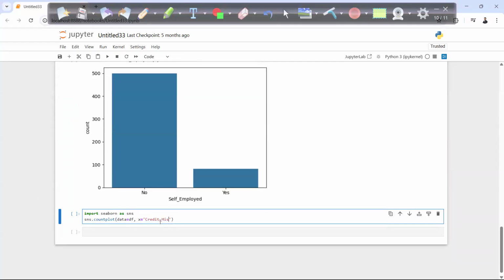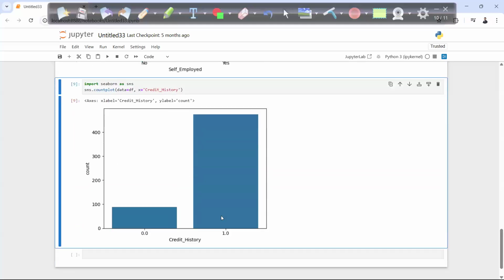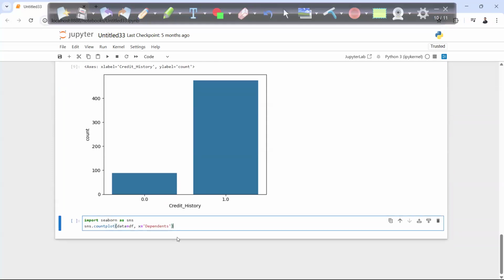Credit history. So here you can clearly see that the customers I have are having credit history as 1. Majority of the customers which I have are having a credit history as 1. Credit history 1 means it's good. Credit history 0 means it's bad, right? So basically the idea is that majority of my customers are having credit history as 1. Few of the customers are having credit history as 0, right? So that is the information which I get from here. Let's add property area.